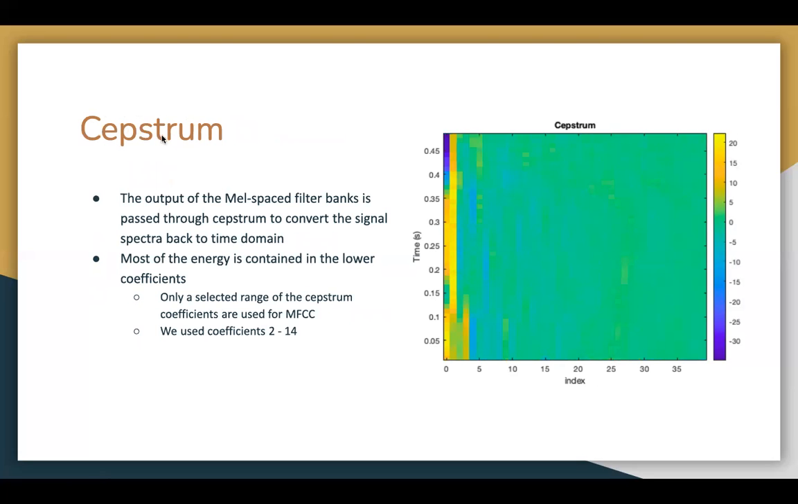And then after we pass the signals through the mel-spaced filter banks, we calculate the cepstrum of each frame. As you can see, most of the energy is contained within the lower cepstrum coefficients. So we select a range of the cepstrum coefficients that we're going to use as the MFCC coefficients, and we determined after a few trials to use coefficients 2 through 14 as our MFCC coefficients.